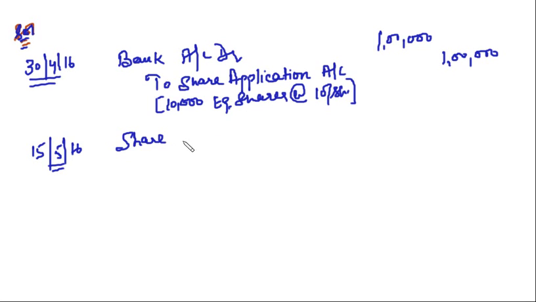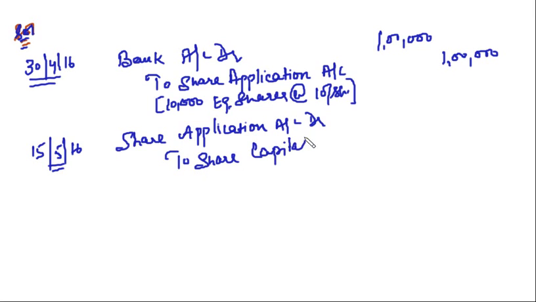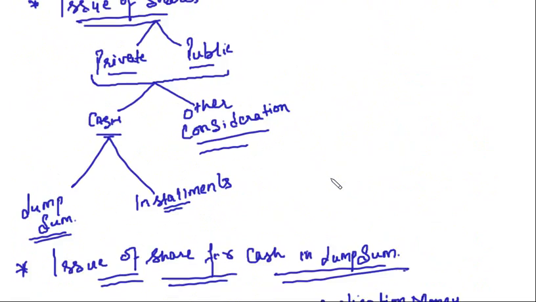Journal entry will be share application account debit to share capital account. This is 1 lakh and 1 lakh. Clear, friends? So this much is clear to you.